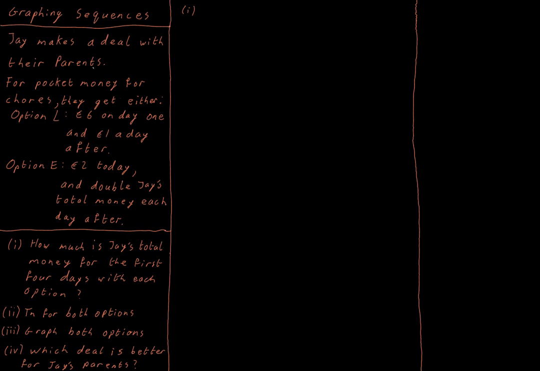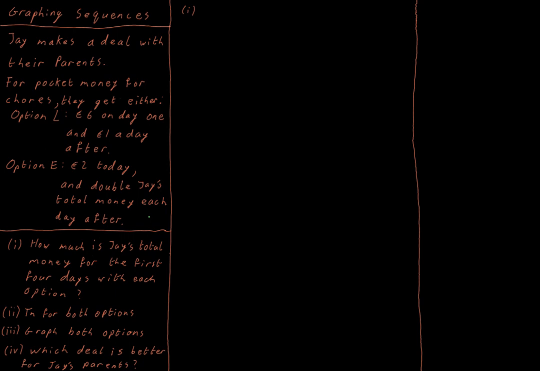Jay makes a deal with their parents. For pocket money for doing chores, they get either option L: €6 on day one, so you get €6 up front and then you get €1 each day after that. Or option E: you get €2 today, but Jay's parents will double the total amount of money they have each day after that. So those are our two options.